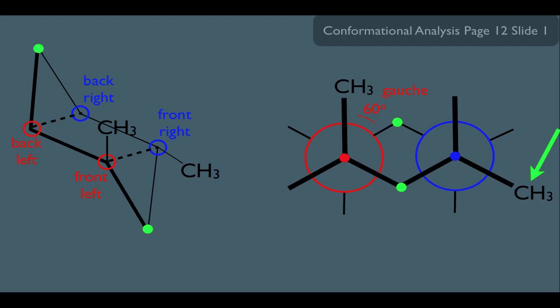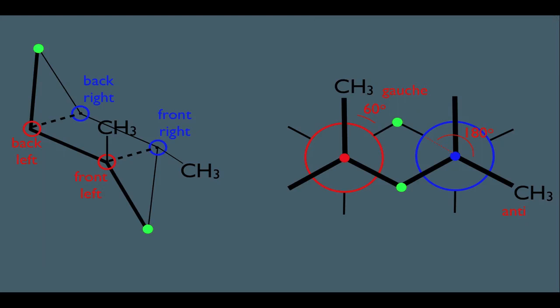Notice the angle between this methyl and the same green carbon within the ring. If you notice, they are actually 180 degrees apart, meaning this methyl is 180 degrees to this carbon in the ring. And remember, in this case, that's called anti. Or we say that methyl is anti to the carbon within the ring.